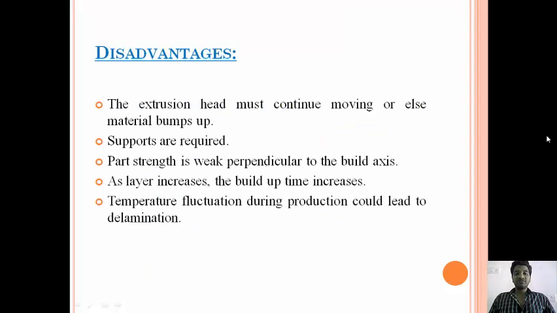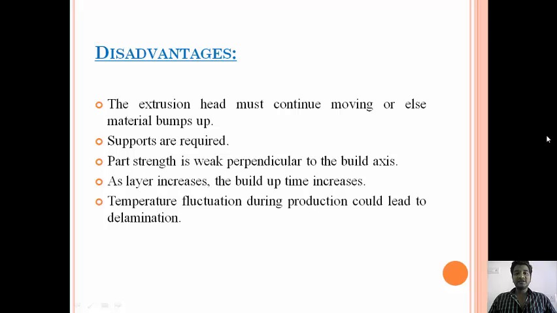Disadvantages: the extrusion head must continue to move, or else the material bumps up. As I have discussed, it consists of a nozzle head. It should be moved constantly through the layers in order to form a layer of uniform thickness. If the speed of the nozzle is slow or it is stopped, the material coming out of the nozzle tends to bump up, creating an extra thickness of the layer. Support is required.